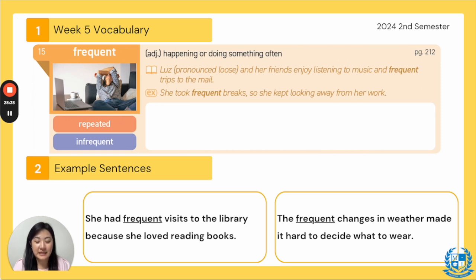It says here in our textbook, Luce, pronounced loose, and her friends enjoy listening to music and frequent trips to the mall, I believe is what it should say, but I think it says mail. So here, frequent trips, meaning they did it a lot. Let's look at the example and read it together. She took frequent breaks, so she kept looking away from her work.